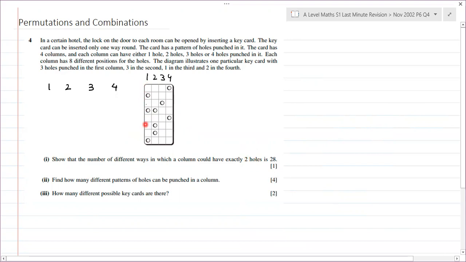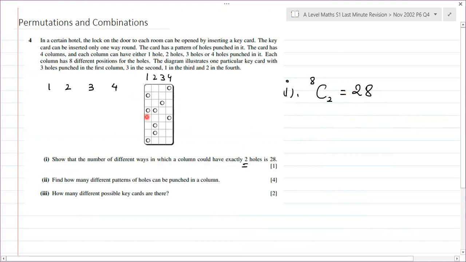So how many holes, how many spaces do we have over here? We have 8. So for part 1, out of 8, we can select any. It says exactly 2, right? So 8C2. 8C2 is 28.